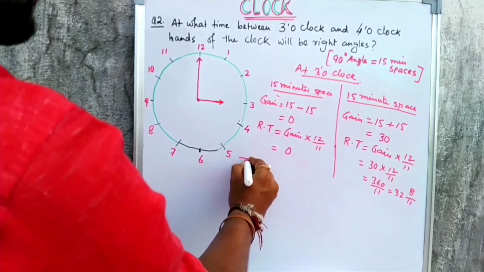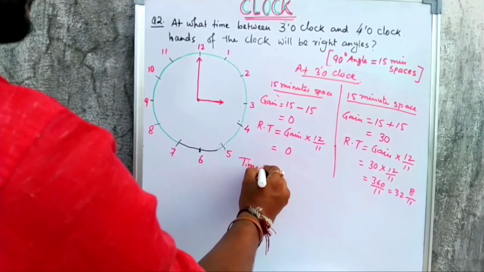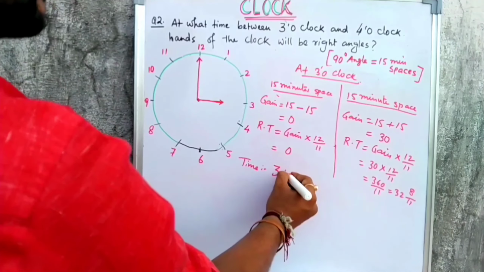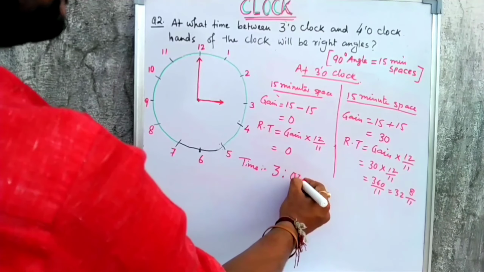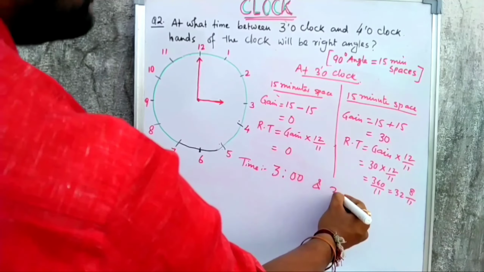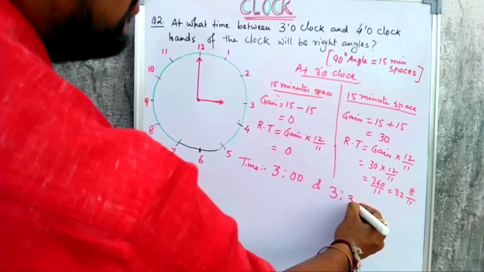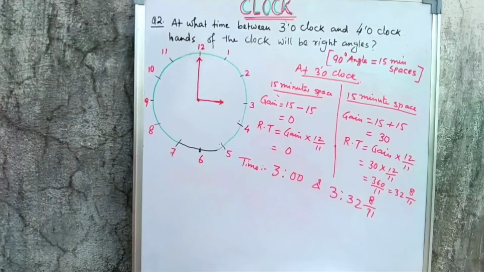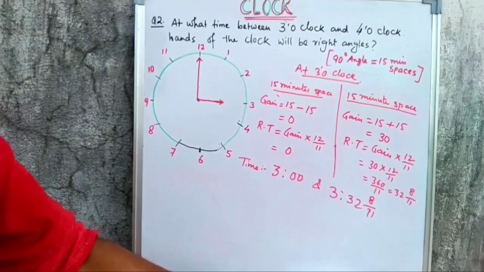So what are the timings where they will be making right angles? At 3 o'clock it had already struck, so one is at 3:00 and another one is at 3:32 8/11. Okay, so in these two situations we will be getting right angles.